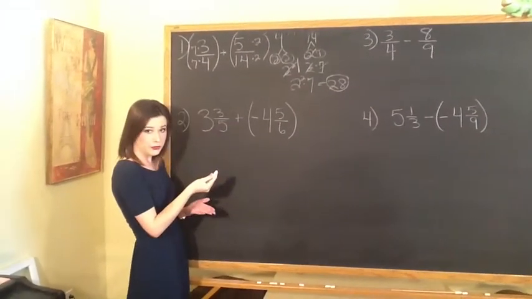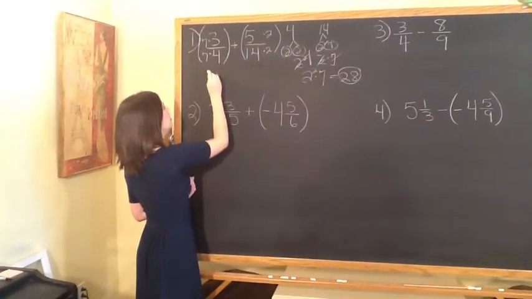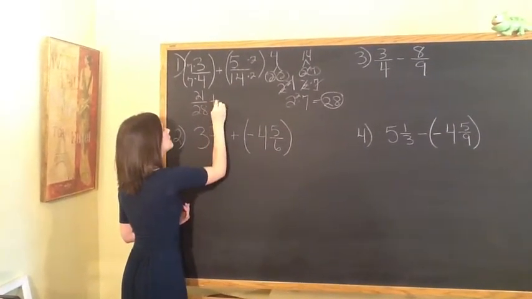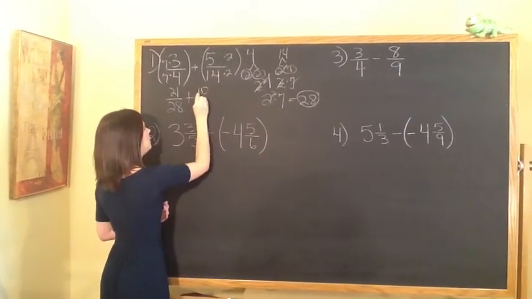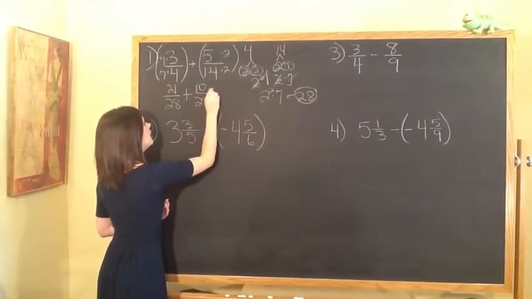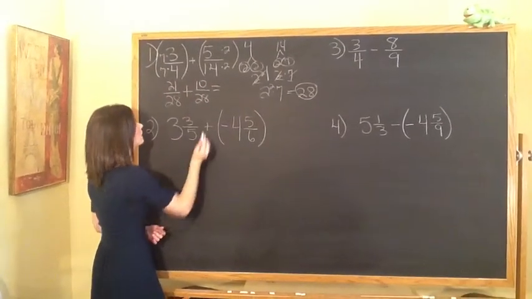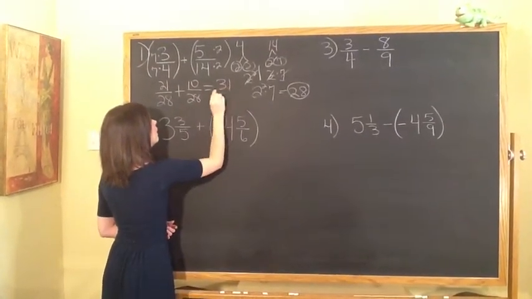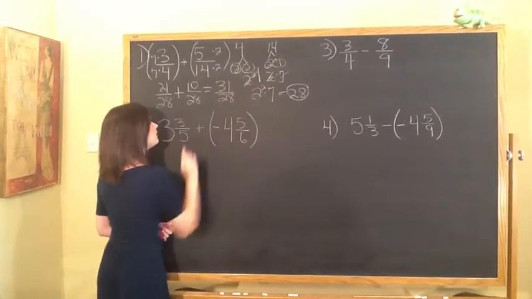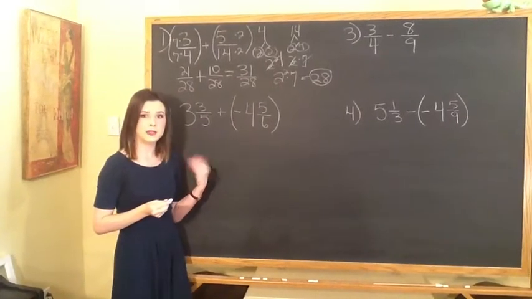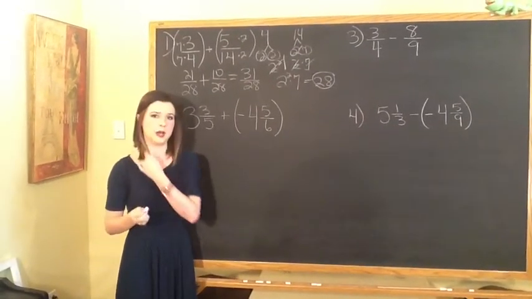So now let's go ahead and write our new fractions. We have 3 times 7, which gives you 21 over 28, plus 5 times 2, which gives you 10 over 28. Now let's go ahead and add. We have 21 plus 10, which is going to give us 31 over 28. So now you can either put it in mixed number form, or you can leave it as an improper fraction.